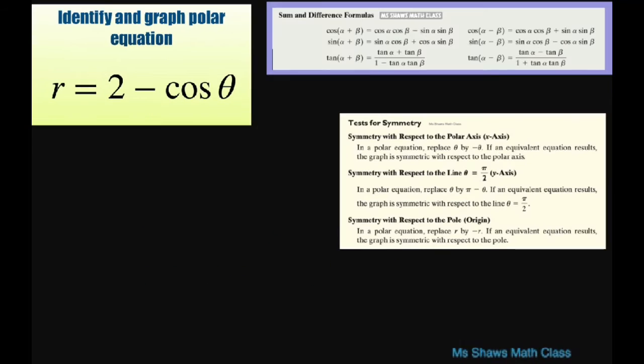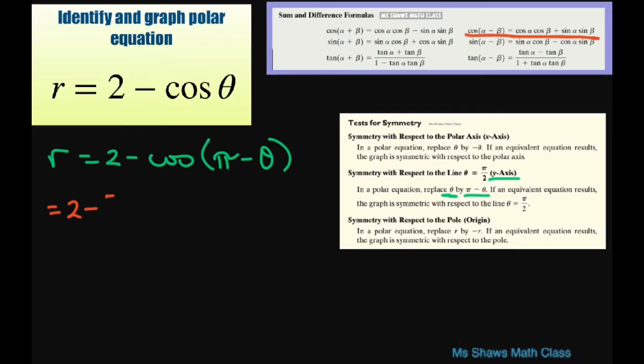The second condition is symmetry to the y-axis, which is theta equals pi divided by 2. What we're going to do is replace theta with pi minus theta. So we have r equals 2 minus cosine, and instead of theta, we write pi minus theta. This has the form of our sum and difference formulas. So let's expand this.